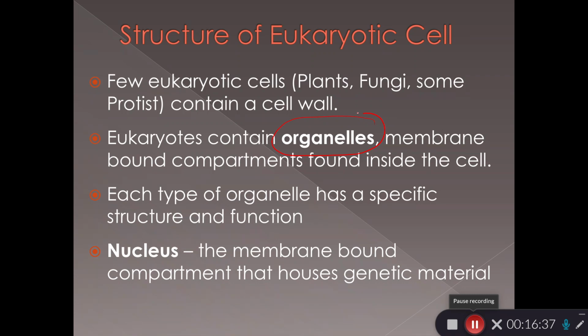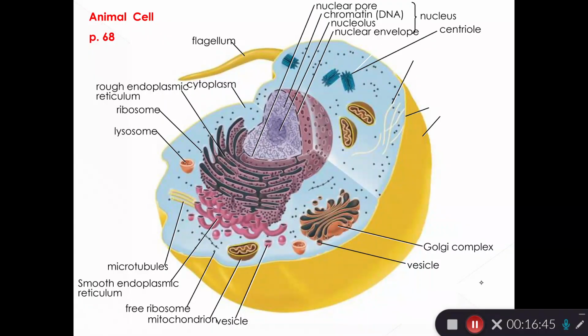Each organelle has a separate function. The first one is the nucleus, and it has the DNA. So if you look here, here's the nucleus, this right here, and it has inside it the DNA. Also, the nucleus has an outer membrane right here called the nuclear envelope.